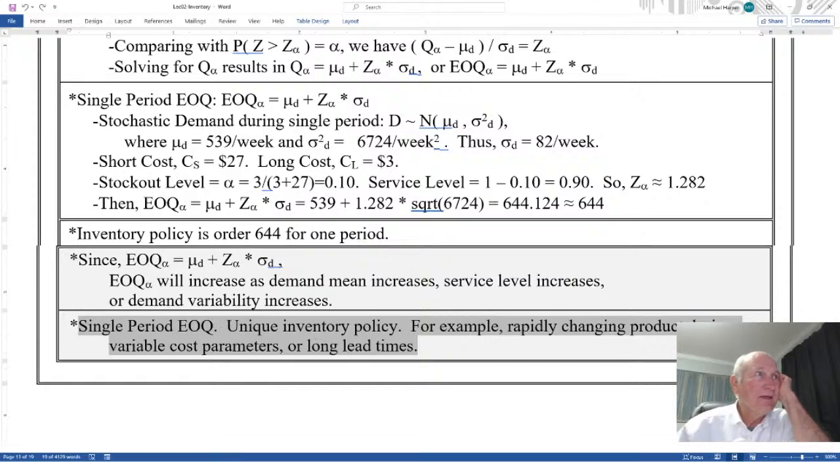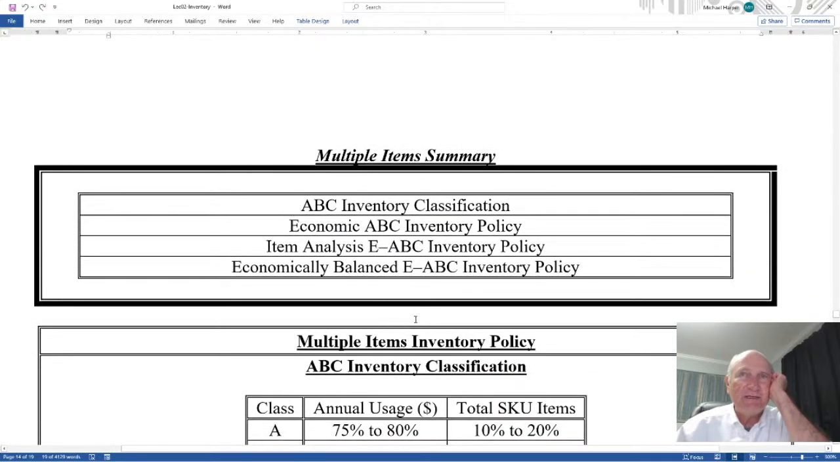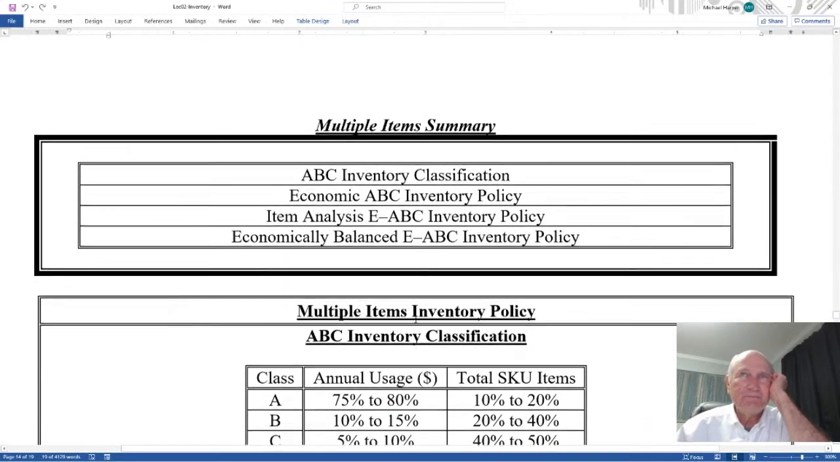Okay? Now, the last thing is going to be ABC inventory classification.